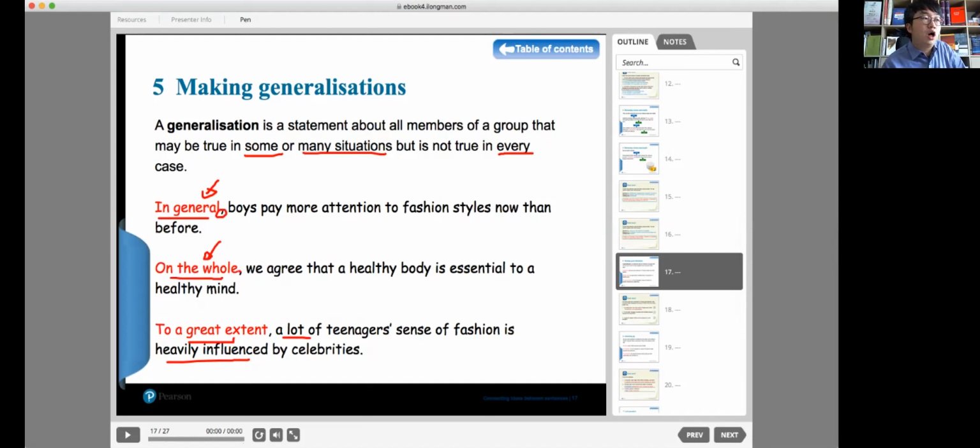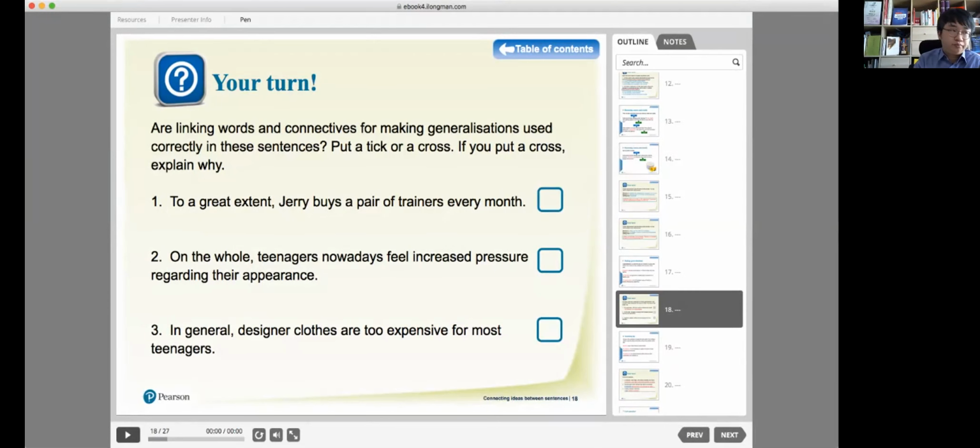Look at here. Are linker words and connectives for making generalization used correctly in this sentence? Put a tick or a cross. If you put a cross, explain why, okay? So you just have to think about, first of all, look at the connectives. To a great extent, on the whole, in general, are they familiar? Yes, because look at here, they're the same. So they are connectives about generalizations. So you have to think about whether the statement after the connectives is a generalization. Is that really the truth? Is that true in every case, or just some or many cases?